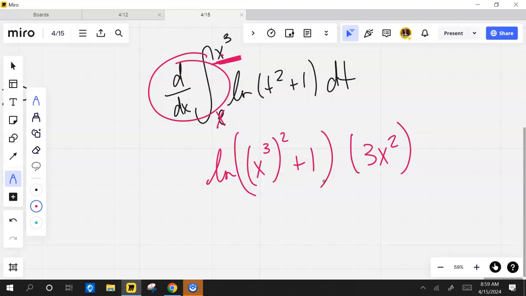Yeah, because it's a constant. It's a value. If it's any number, it doesn't matter.